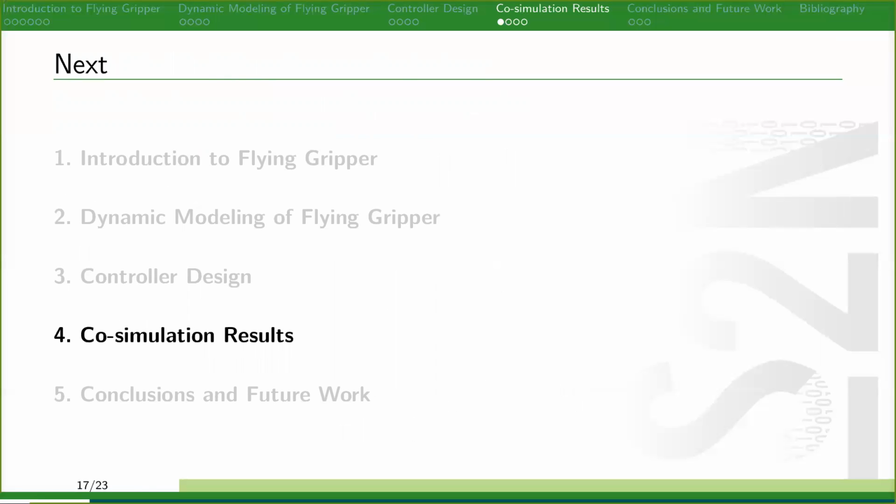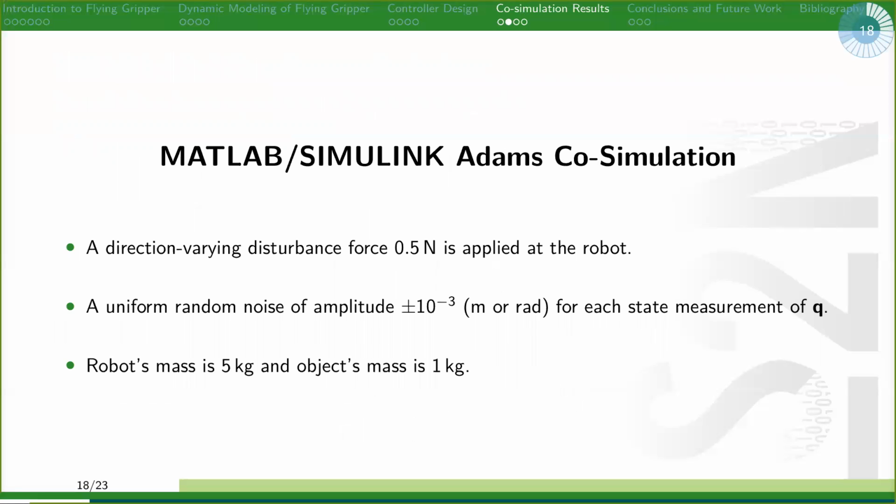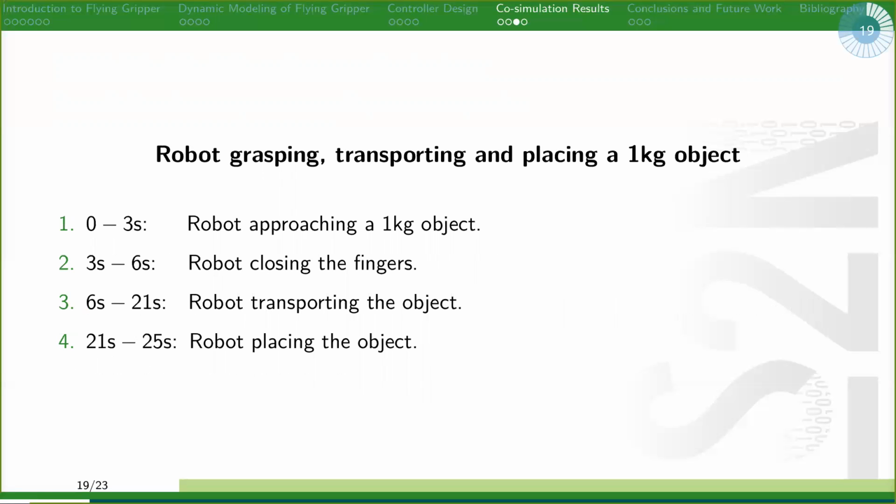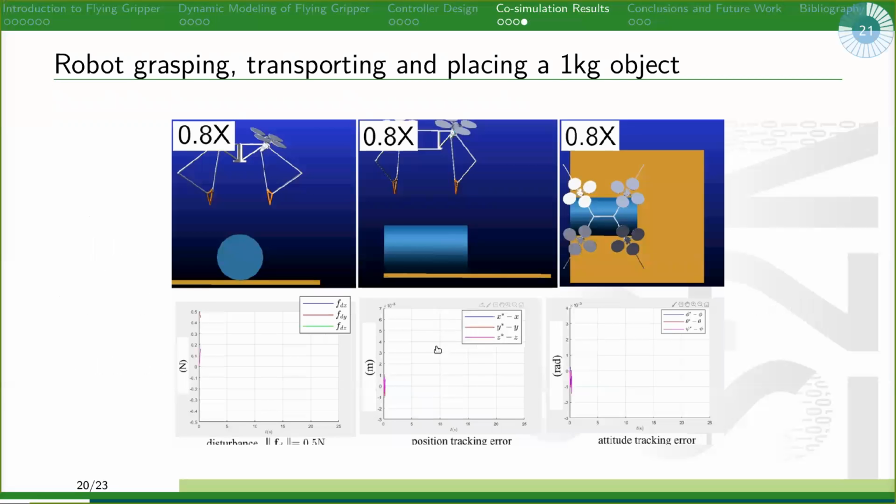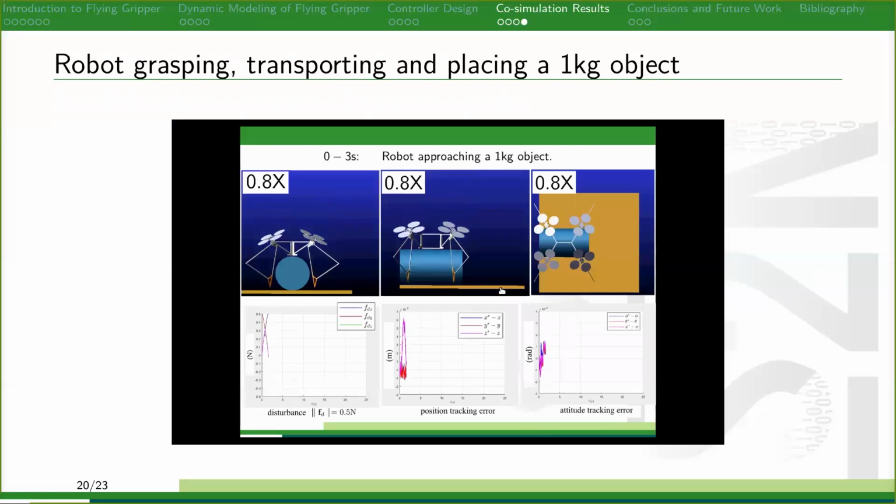The controller is tested in MATLAB and ADAMS co-simulation. A changing directional disturbance force and sensor noise are introduced in our co-simulation. The masses of the robot and the object are 5 kilograms and 1 kilogram. In co-simulation, we designed a reference trajectory for the robot involving approaching, grasping, transporting, and releasing the object. The robot is assumed to be above the object.